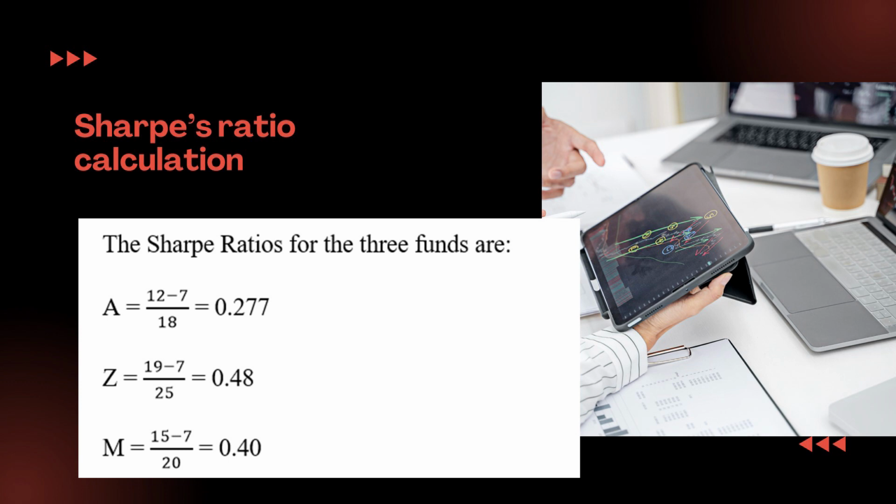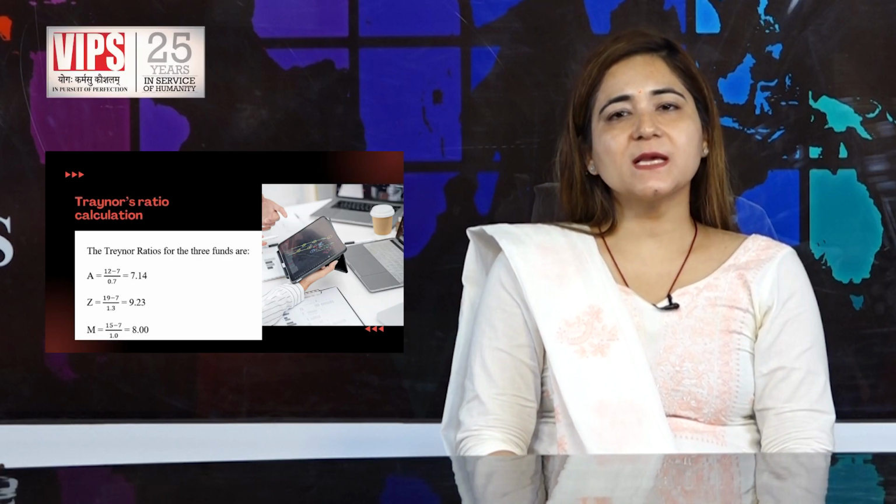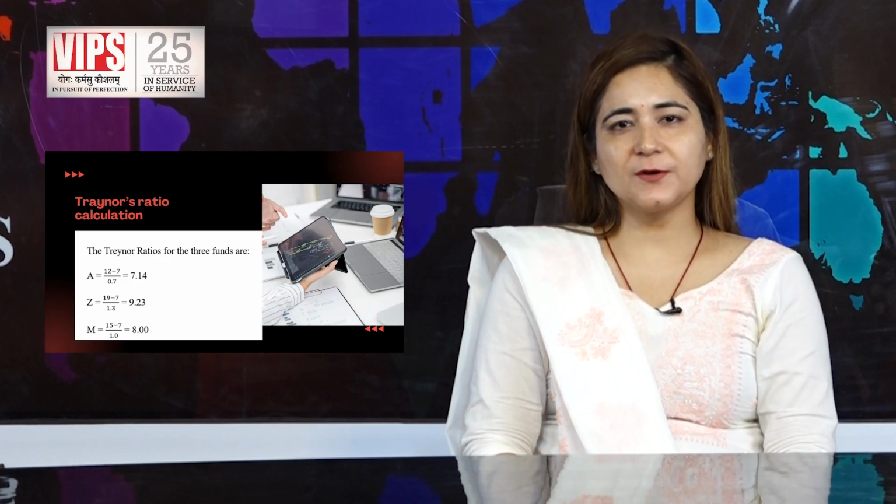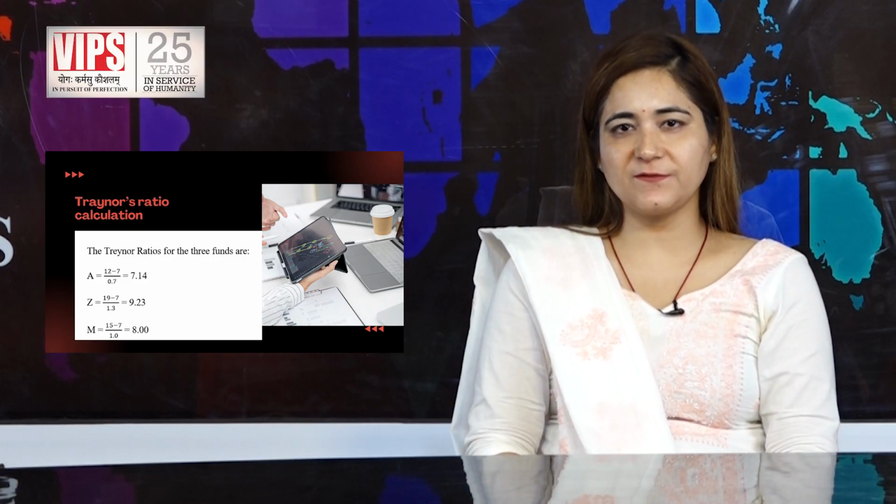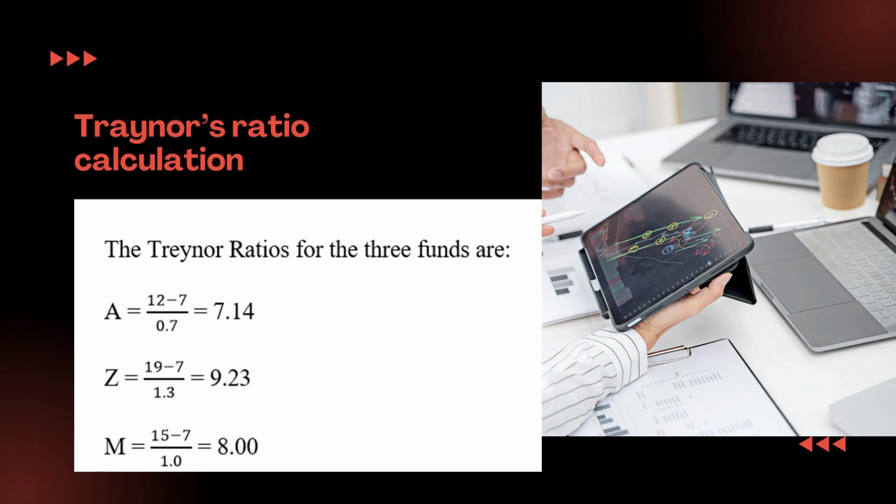As per Sharpe performance measure, fund Z has performed better than the benchmark market index, while fund A has performed worse than the market index. Now you can see calculations on the screen. The Treynor ratio for A is 7.14, for Z is 9.23 and M is 8. As per Treynor performance measure, fund Z has performed better than the benchmark index, while fund A has performed worse than the market index.